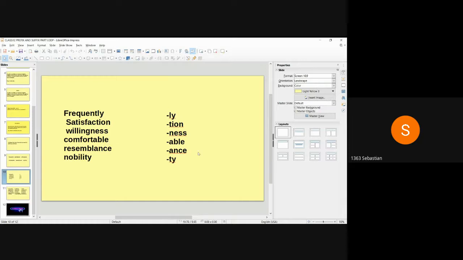Comfortable is the word, able is the suffix. Resemblance is the word, ance is the suffix. Comfortable is the word, able is the suffix. Nobility is the word, ty is the suffix.